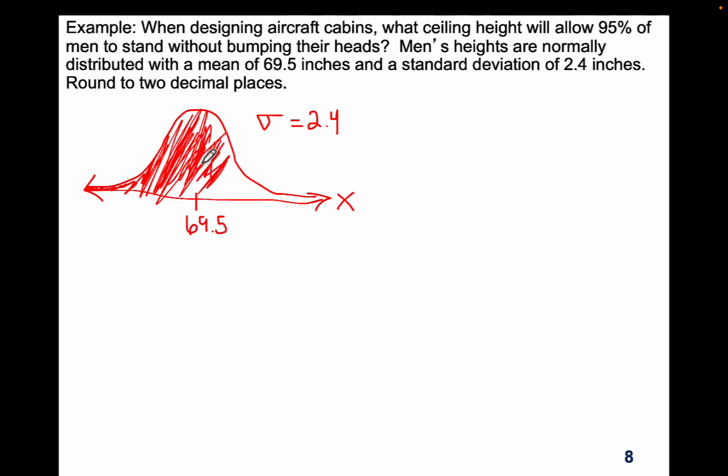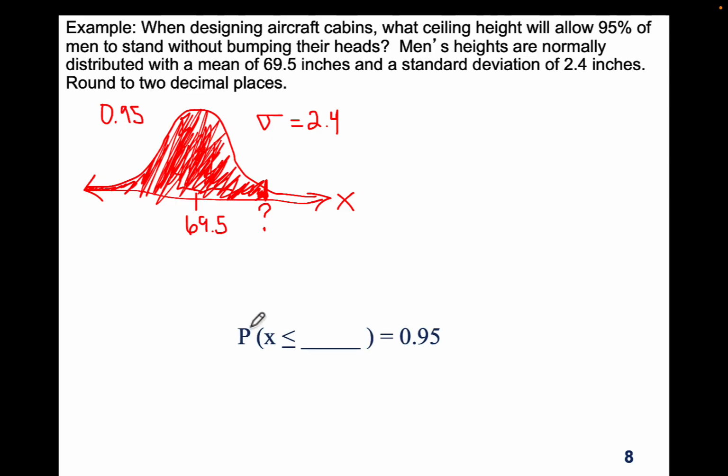I think 95% shaded in is going to stop maybe here. All I can do is eyeball it at this point, but then I'll use my technology, or our technology, to figure out this height right here. We want this probability to be 0.95, okay? 0.95. So the notation for that is going to look like this.